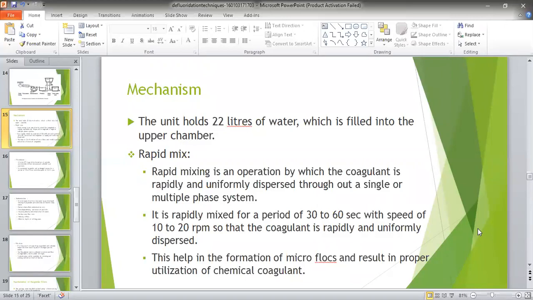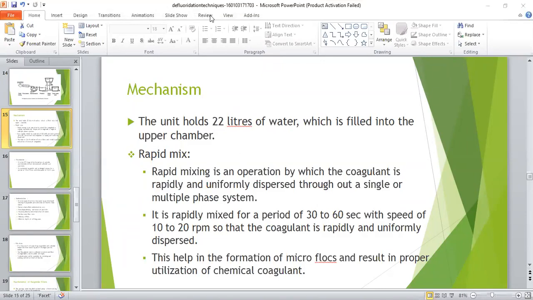Okay? So rapid mixing is an operation by which the coagulant is rapidly and uniformly dispersed throughout a single or multiple phase system. Okay, it is rapidly mixed for a period of 30 to 60 seconds. The whole coagulant will be rapidly mixed for a period of 30 to 60 seconds with a speed of 10 to 20 rpm, so that the coagulant is rapidly and uniformly dispersed. Okay, this helps in the formation of microflocs and results in the proper utilization of chemical coagulant.